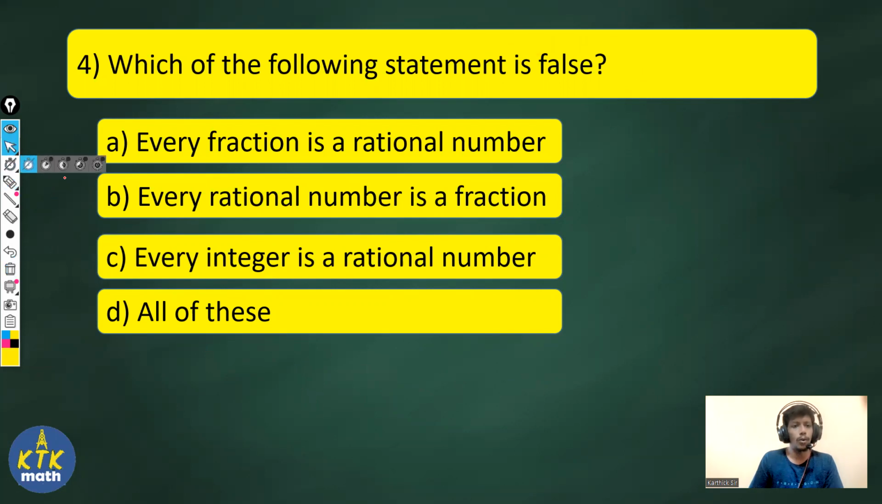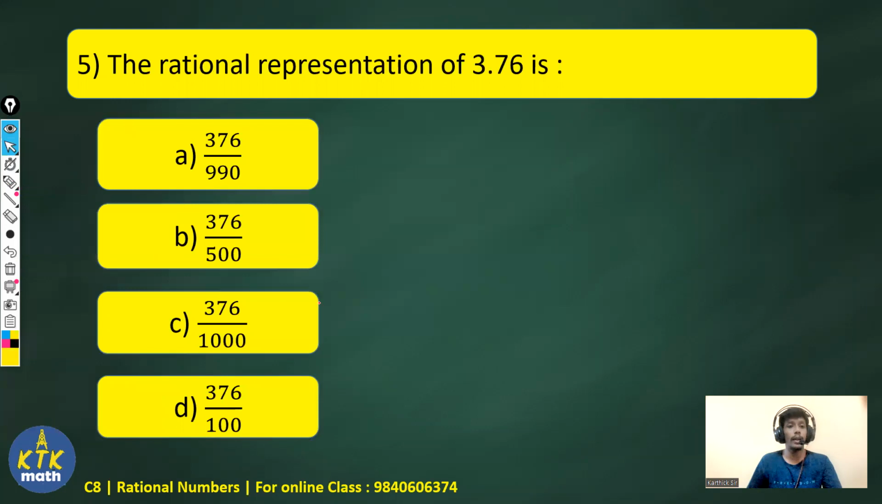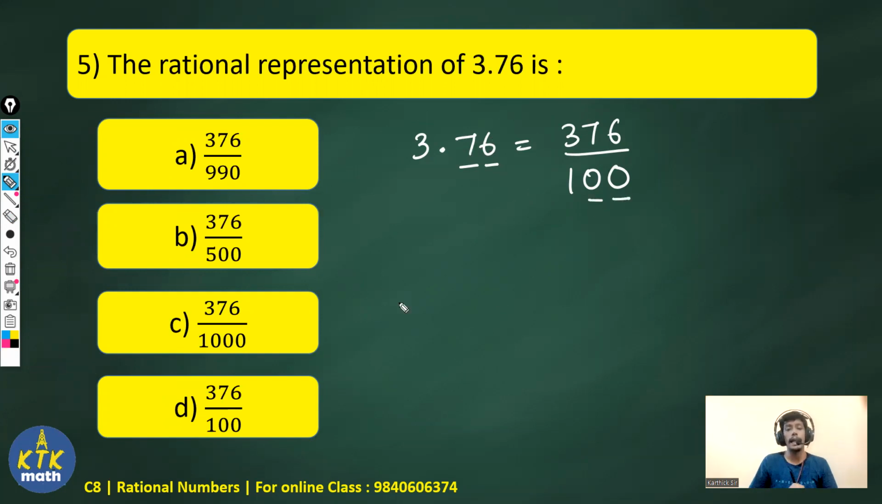Now let us go to the next question: the rational number representation of 3.76. They are giving it in decimal form and asking us to find its rational form. To convert this into a fraction, 3.76 means 376 divided by 100. How did I write this? Very easy, children. Check how many digits come after the decimal point. Two digits means you must write two zeroes, which is 100.